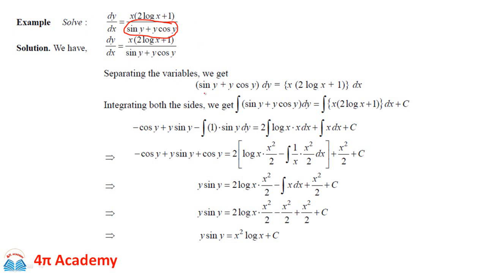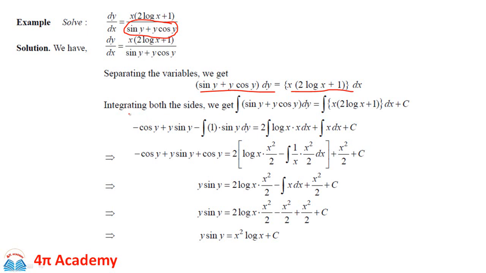So separating the variables, we can write the form as sin y plus y cos y into dy. We take this to the left hand side, so it is sin y plus y cos y dy, and it is equal to x into 2 log x plus 1 into dx. So this is the variable separable form. We have separated the variables of y on the left hand side and the variables of x on the right hand side.